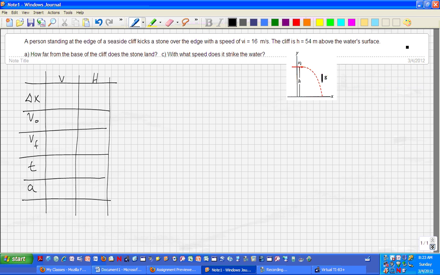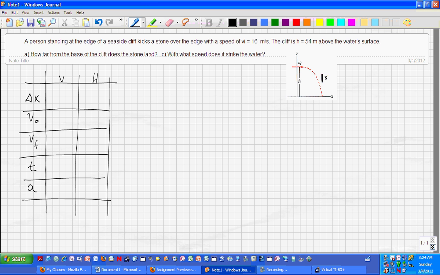What we've got is an example of a projectile launched horizontally. A person standing at the edge of a cliff kicks a stone over the edge with a horizontal velocity of 16 meters per second. If the cliff is 54 meters high, how far from the base of the cliff does the stone land? We also want to know with what speed the stone strikes the water.